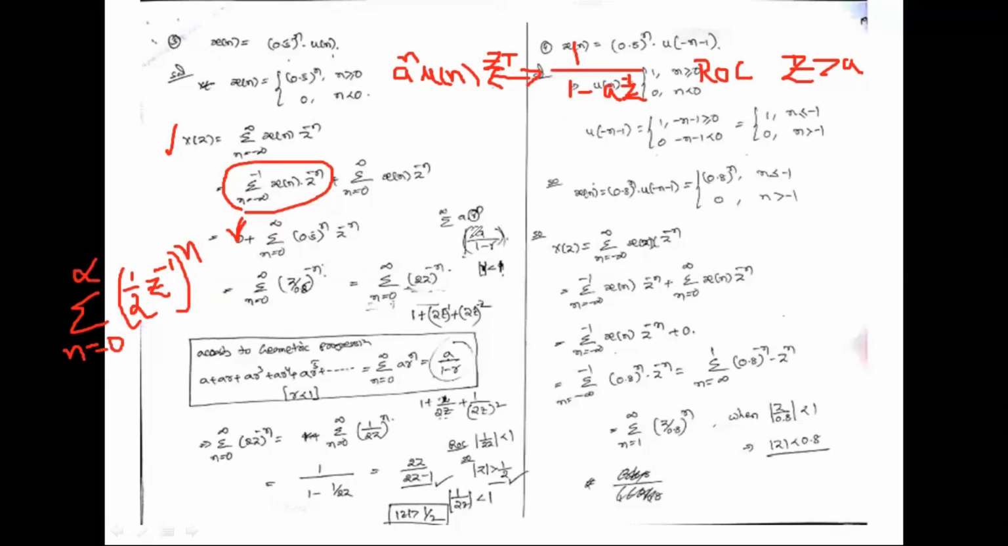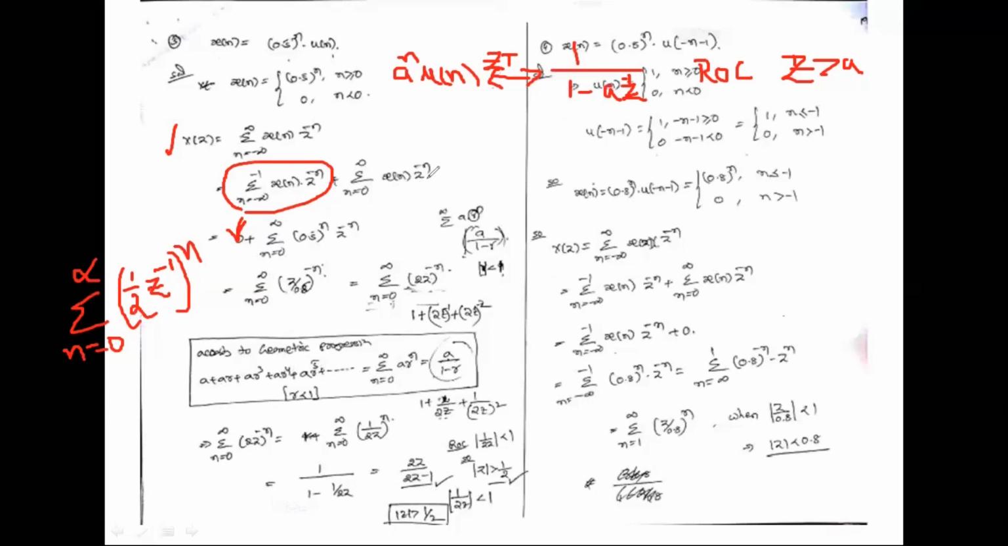We know the formula: the sum from n equals n1 to n2 of a^n is a^n1 minus a^(n2+1) by 1 minus a, and the condition is a less than 1. In that we can substitute the value, or you can expand. Here the expansion is there: a plus ar plus ar squared, ar cubed, ar to the power 4, and so on. That is a by 1 minus r.